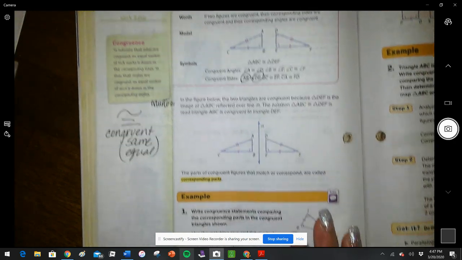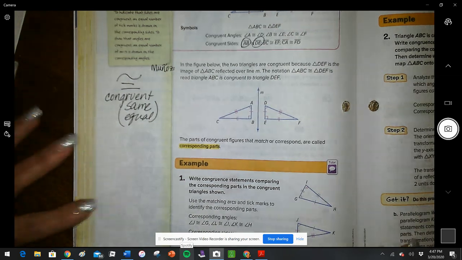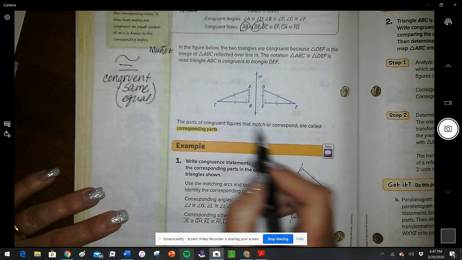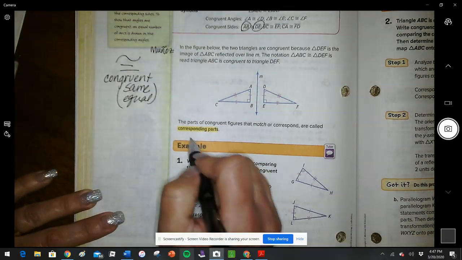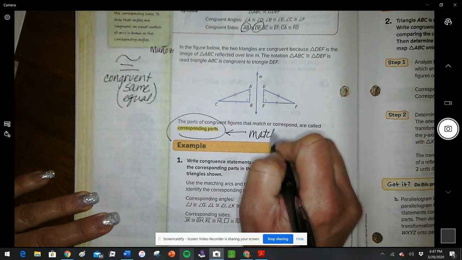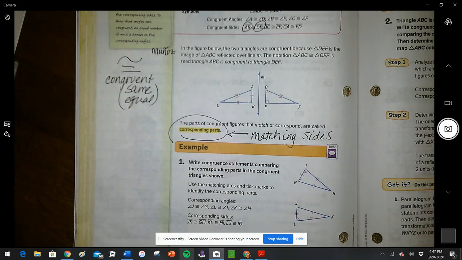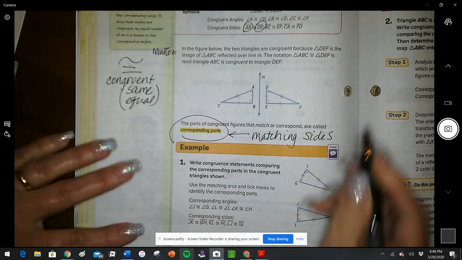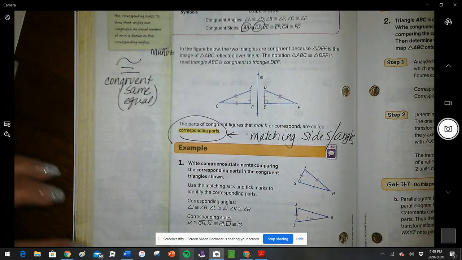So what we're going to do right now is we are literally just going to do matching. The other thing I wanted to bring to your attention is right down here: the pieces that match are called corresponding parts. Okay. So these are just the matching sides, the matching angles. They're just the corresponding parts. That's all that means.